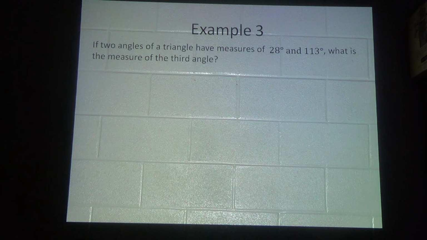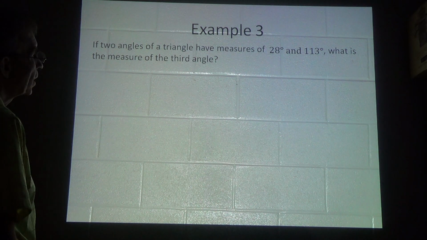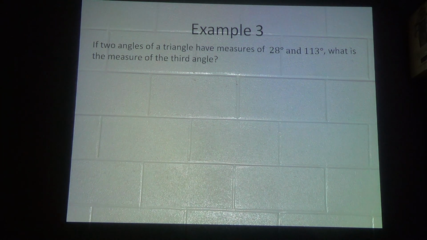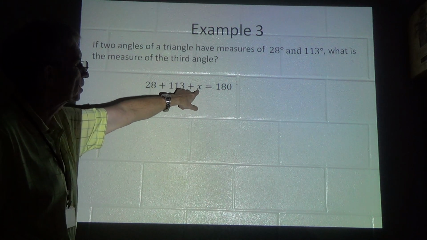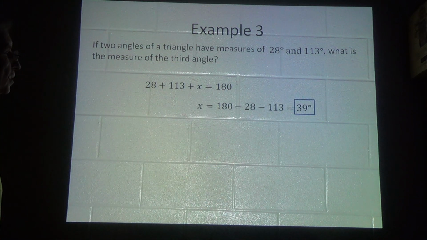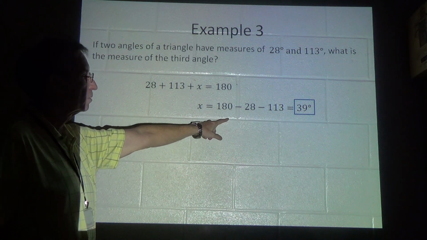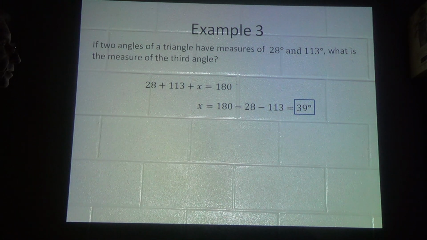Okay? Example 3, if two angles of a triangle have measures of 28 and 113 degrees, what is the measure of the third angle? So since they all have to add up to 180, we simply say 28 plus 113 plus x equals 180. Subtract the 28 and the 113 from 180 gives us 39 degrees.